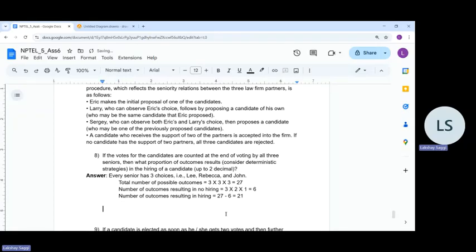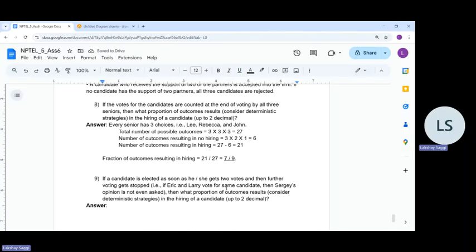And so what we get is the fraction of outcomes resulting in hiring is actually equal to 21 by 27, right? Which is 7 by 9. So here you can see that the fraction of outcomes is 7 by 9. But now we'll try to model this a bit differently.